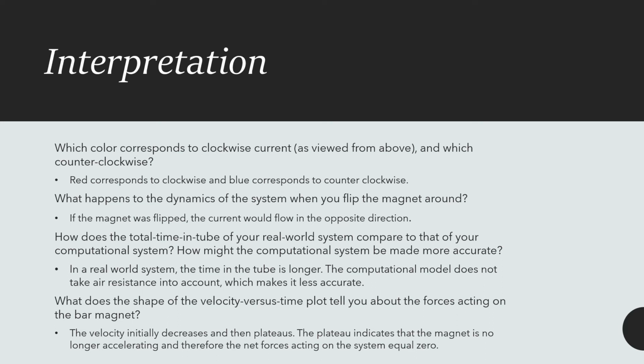Also, in my real-world experiment system, the time the magnet spent in the tube was greater. The computational model doesn't take air resistance into account, which therefore reduces its accuracy. As I previously mentioned, the velocity in the velocity versus time graph initially decreases and then plateaus. The plateau indicates that the magnet is no longer accelerating and therefore the net forces acting on the system equal 0.